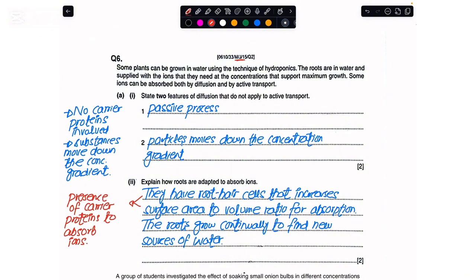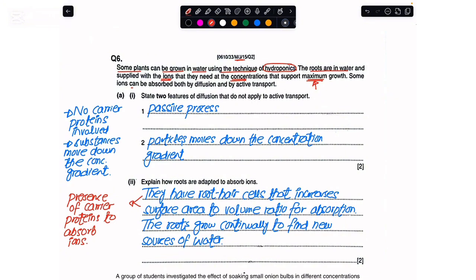And they say that some plants can be grown in water using the technique of hydroponics. You may have seen somewhere on social media that in some scenarios we don't need to use soil, but only water is required, and in the water the roots of the plants are immersed. The solution in which the roots are immersed has ions, and the ion concentration is kept at such a level that it would ensure the maximum growth of the plant.